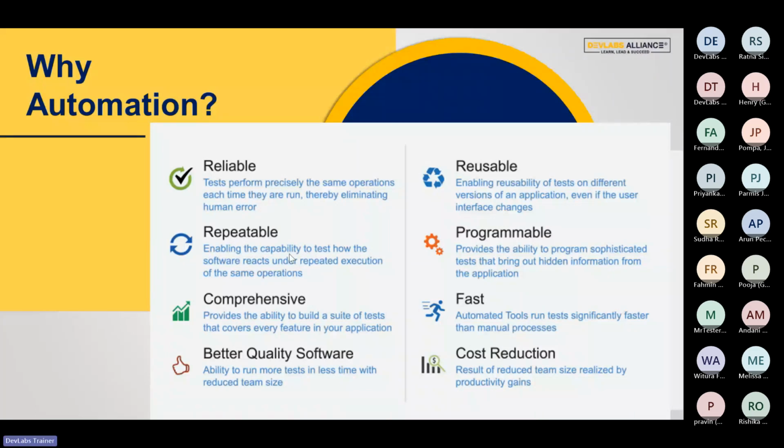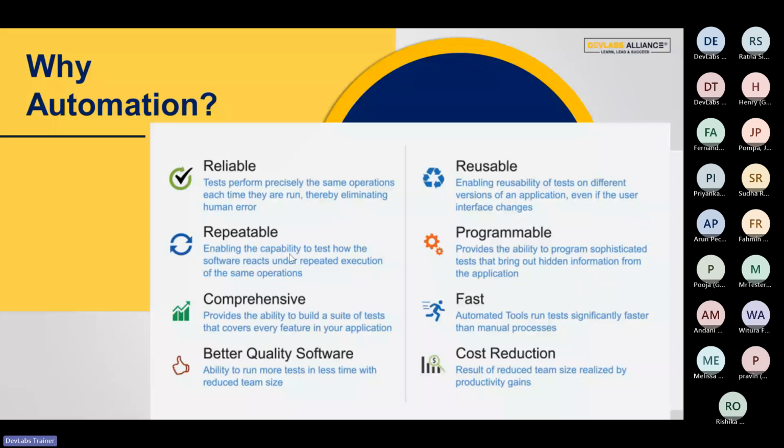Automation is enabling the capability to test how the software reacts under repeated execution of the same operation. Let me tell you one example here. If we want to execute a login feature with different sets of test data, it is a repeated and boring task. But automation enables us to test the application with different inputs for the same scenario, to see how our software reacts under repeated execution of the same operations.